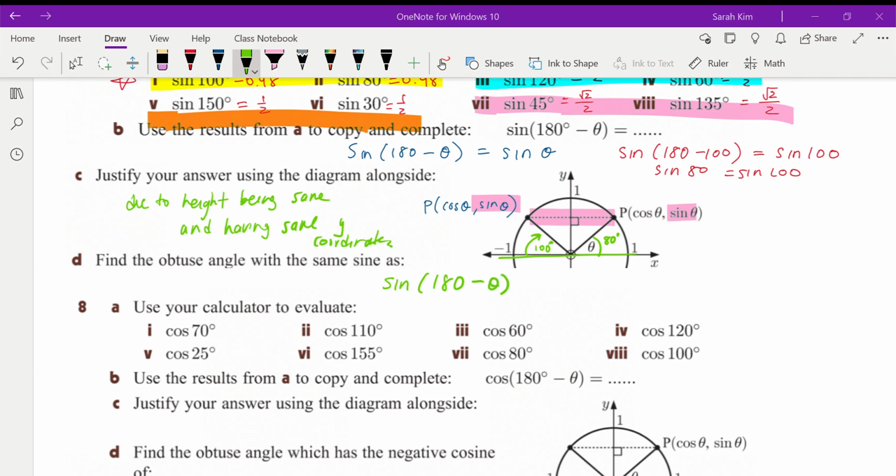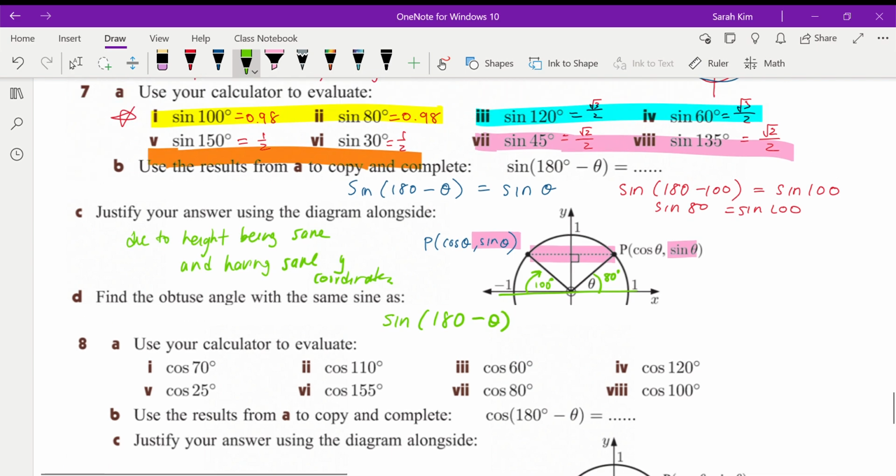I'm just going to quickly check the answer. What was it for? What question am I working with? 7.